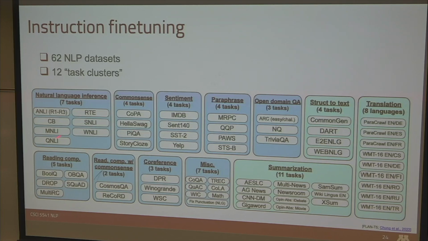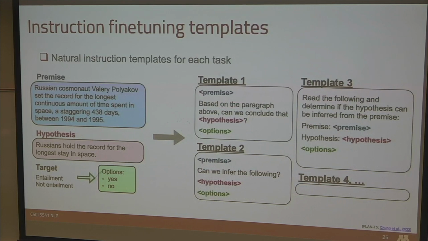So we have 62 NLP tasks that can be categorized into 12 task clusters. So we have natural language inference, common sense reasoning, all sorts of different tasks. Okay, so now let's look at how we can actually convert the data samples for each task into this instruction tuning template.